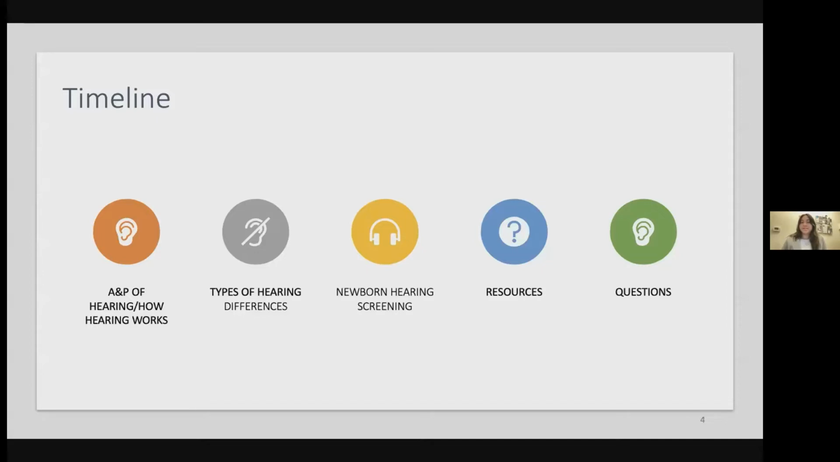The structure of today's webinar will be as follows. We will start by taking a look at the auditory pathway, understanding the chain of anatomical parts that are involved in hearing and how they function. And then we'll look at the types of hearing differences, how they occur, are they permanent or temporary? We'll look at newborn hearing screening methods and procedures that are used, and then finish up by sharing some resources that may be helpful to y'all and give some time for questions at the end. I'll also, as Sean Renee said, check on the Q&A at the end of each of these sections and answer any questions at that point as well.